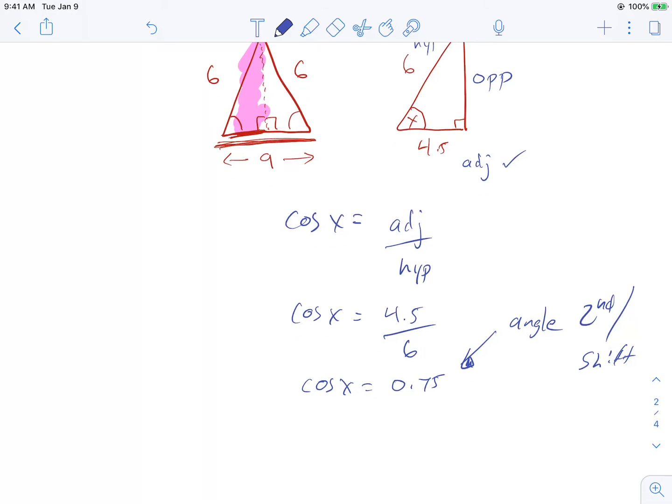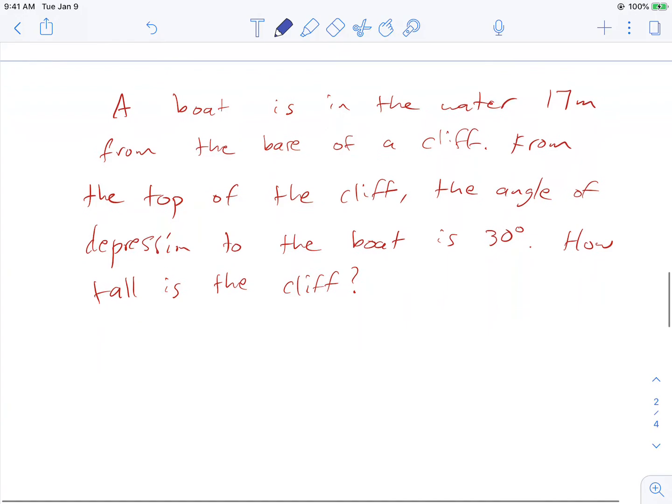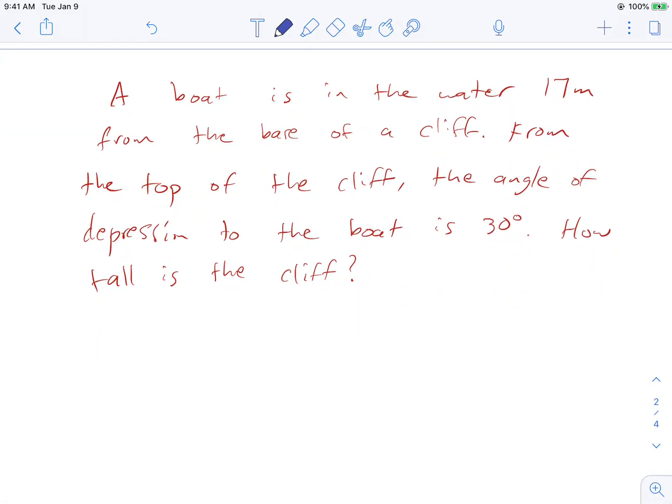And if you take out your calculator, put that in, you go cosine, or you use shift cosine, so you get cosine inverse of 0.75. That's going to give you an angle of 41.4 degrees. Okay, and just like I said at the beginning, we need to look at one more definition. That is going to be the definition of angle of depression.